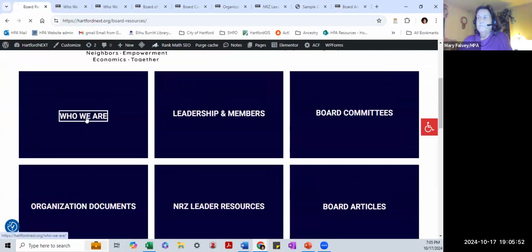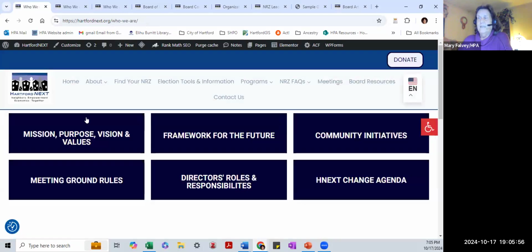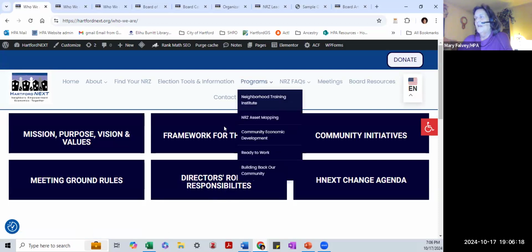So who we are, we'll list the elements: our mission, our purpose, our framework for the future, our change agendas. The director's roles and responsibilities that we went over with you is there. The meeting ground rules that a lot of you follow the same as well, it is there. So I'm not going through every section tonight. It's up to you to get on there and just kind of poke around and see what's there.